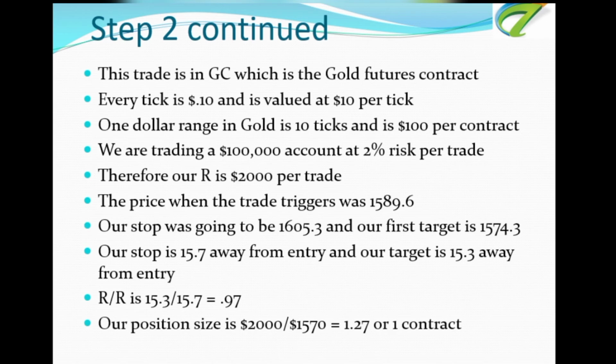Our position size is therefore 2000 divided by 1570, because 15.7 is the total stop loss points multiplied by 100, we get 1570. So this is 1.27 contracts if somebody is trading standard lots. If somebody is trading mini contracts, he can go for either 1.2 or 1.3 contracts as well.